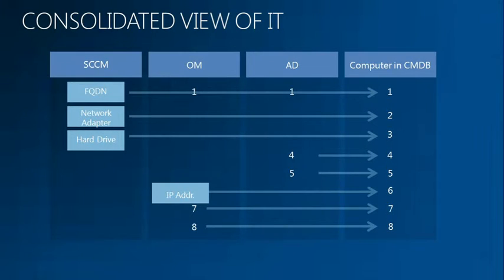We have, for example, a Windows Computer class. The Windows Computer class has a number of different properties defined on it, like the fully qualified domain name, the network adapter's IP address, whatever it might be. Now, in some cases, we get the same set of data from multiple sources. So, for example, a Configuration Manager instance might be managing a computer that's also being managed by Ops Manager, and it's also in Active Directory. So we're going to get information about that computer from all of those sources.